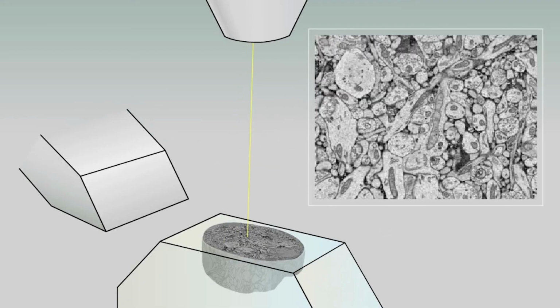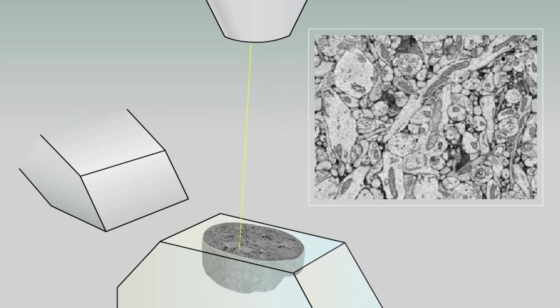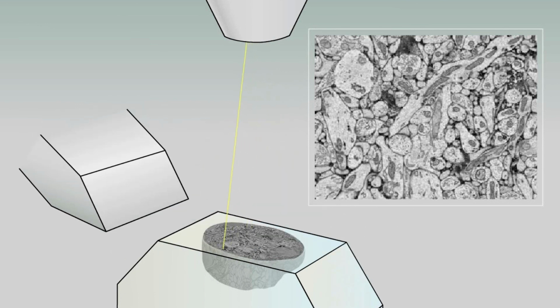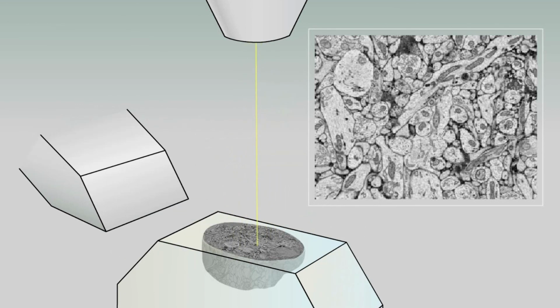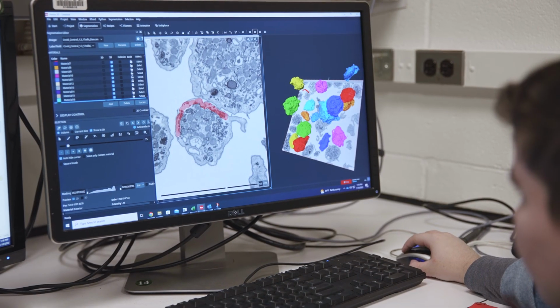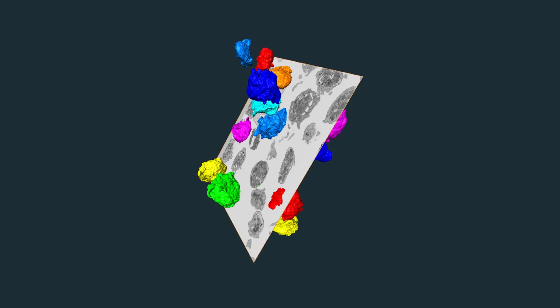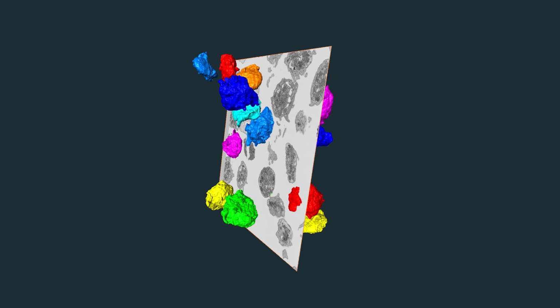The serial block face SEM is one of the techniques that we use here. It essentially just images a sample and then with a tiny diamond blade scrapes off a layer, images the layer underneath, and keeps doing that until we get a 3D representation of our sample. And then we take that over to our software where we analyze the data and we segment it and are able to generate 3D models.